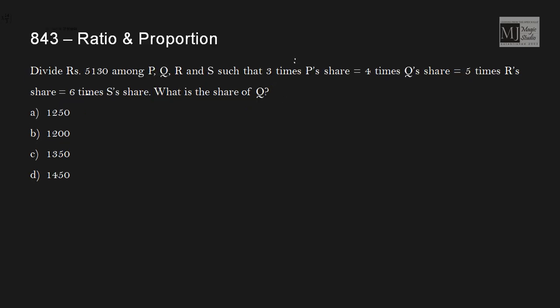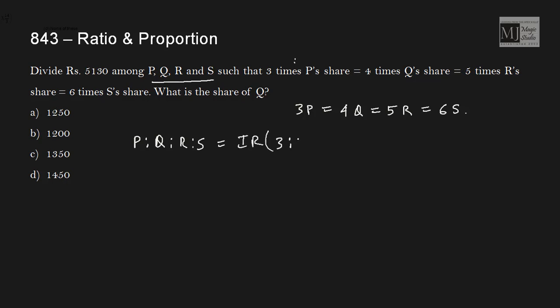Option A. Divide rupees 5130 among P, Q, R, S such that 3 times P's share is equal to 4 times Q is equal to 5 times R and is equal to 6 times S. If we get something like this, then P is to Q is to R is to S is nothing but the inverse ratio of 3, 4, 5 and 6. So inverse ratio would be 20 into 6 120, and then 15 into 6 90, 12 into 6 72, and 20 into 3 is 60.